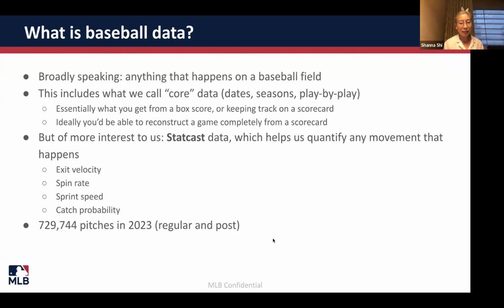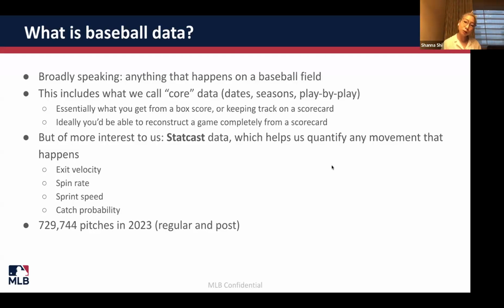But of more interest to me, and I'm assuming you, because you're here listening to me talk, is StatCast data. What StatCast data lets us do is quantify any single movement that happens on the field. That's stuff like exit velocity, spin rate, sprint speed, catch probability. And as of 2024, we're getting bat tracking, well, 2023 technically, but we're going to start seeing more of these stats becoming public in 2024. We're starting to get bat tracking data as well. So now we really can track any single movement that happens on the field.